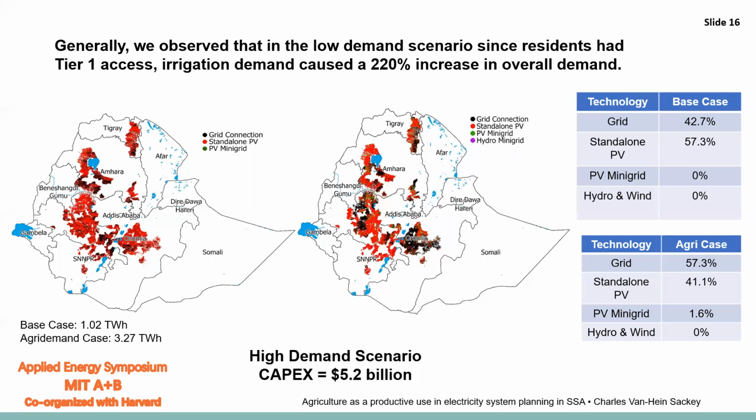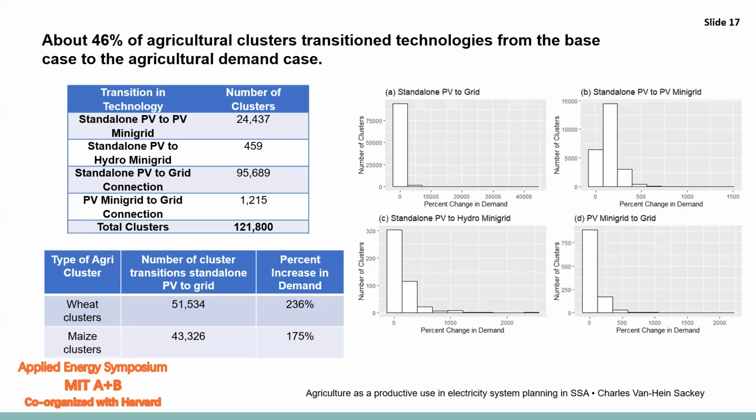And in the low demand scenario, we see that grid and standalone PV are the main technologies used in this scenario, and overall demand more than doubled from 1.02 terawatt hours in the base case to 3.27 terawatt hours in the agri demand case, amounting to a total overnight capital cost of $5.2 billion. And again, the tables on the right are showing the percent of people in these clusters electrified by each technology.